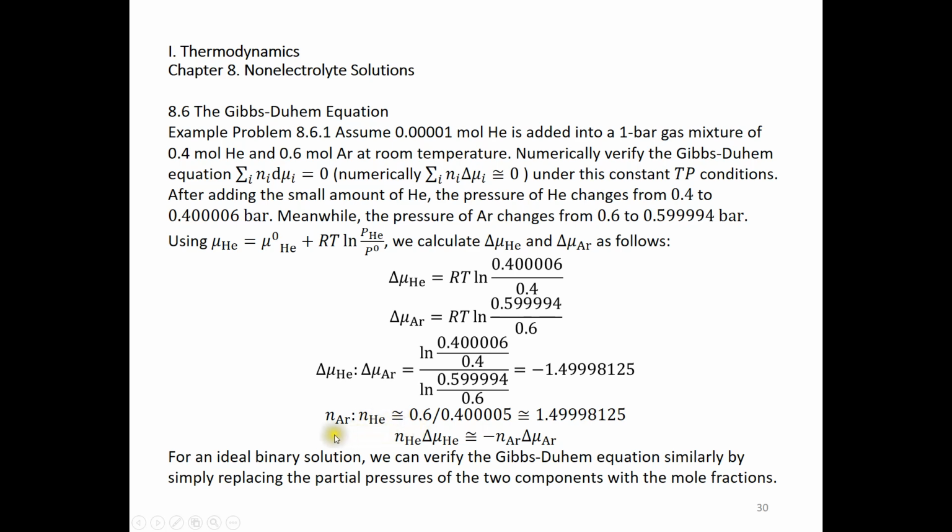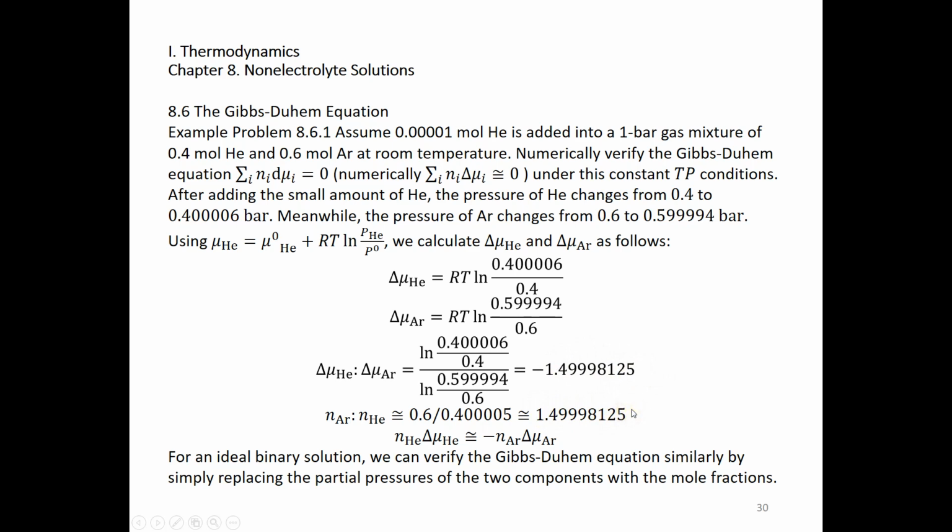Now let's look at the ratio between the number of moles of argon versus the number of moles of helium. Number of moles of argon is 0.6. For helium, we will take the average between the initial number of moles, 0.4, and the final number of moles, which is 0.40001. And then we take the average. That's why we have this number. The ratio is 1.49998125.